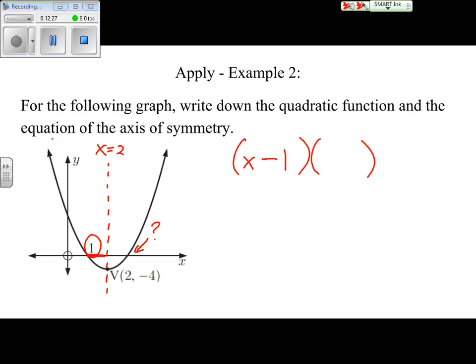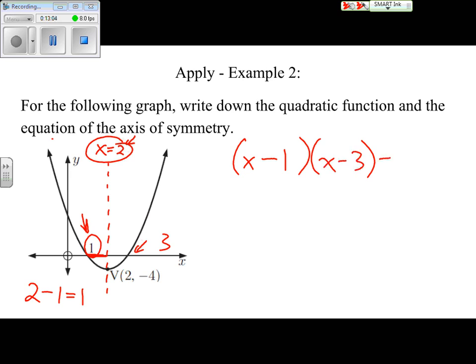Well, how far away is 1 from 2? Distance. Well, you can subtract. 2 minus 1 gives me 1. So they are 1 away from each other. So 1 to the left of this 2 gives me a positive 1, and 1 to the right of this 2 would give me a positive 3. So I do know now, because of my axis of symmetry, which means that everything is symmetrical to the left and to the right, the same distance away, that we must have another solution at x = 3. But when I put it in my binomials, I'm switching the sign. So I have x minus 3.